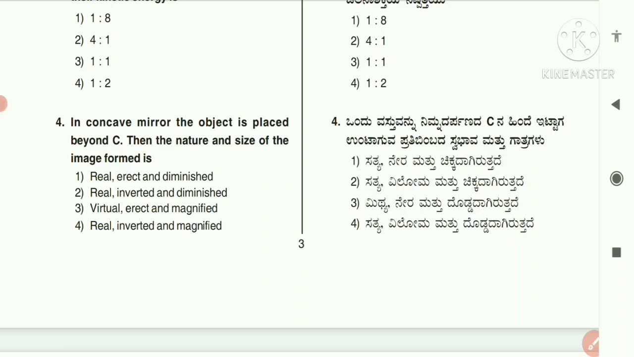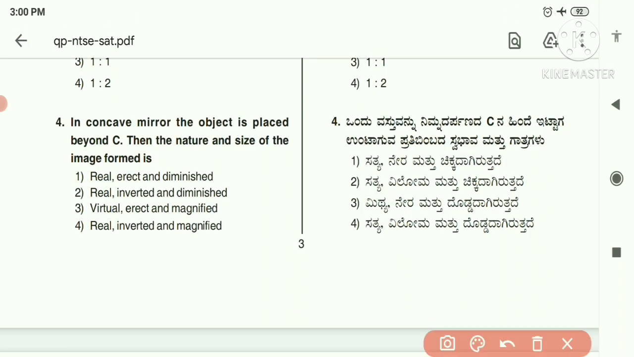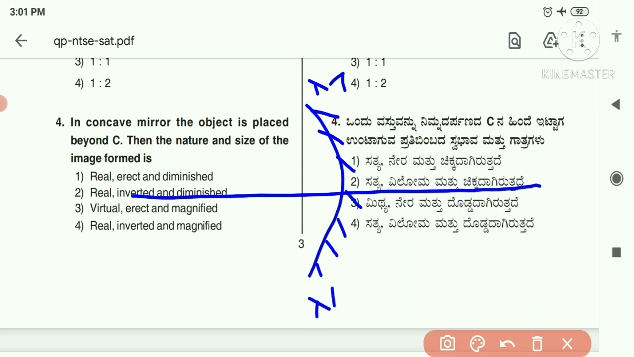So here, the concave mirror. I am drawing this one, a concave mirror, like this: one side is polished, another side is a plain surface. This one is the aperture, you can say MN, and I am drawing a principal axis to this one.